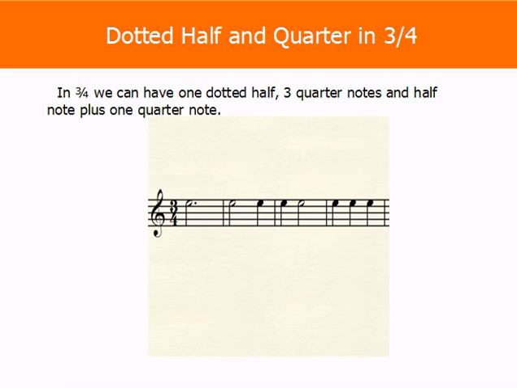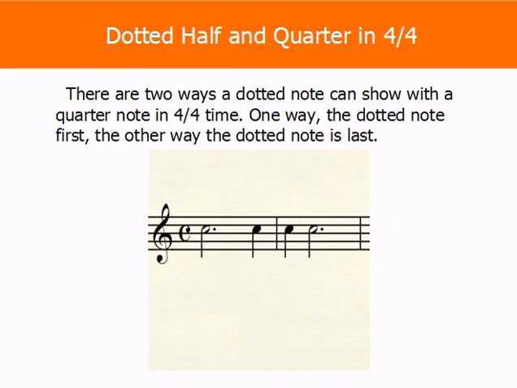There are 2 ways a dotted note can show with a quarter note in 4/4 time. One where the dotted note is first, the other where the dotted note is last. So we have 1, 2, 3, 4. 1, 2, 3, 4. Learn both ways of doing that and learn how to count it.